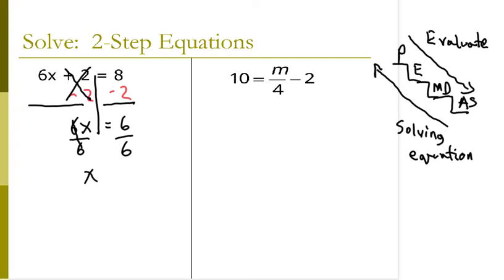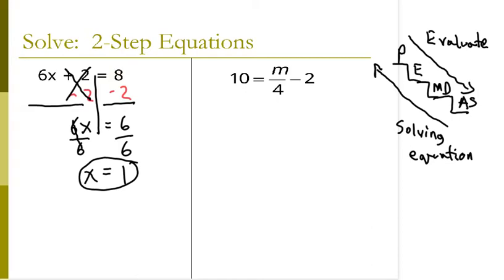On the right side, 6 divided by 6 again gives us 1. So we end up with 1 as our solution. As a quick check, let's just put 1 in and check that. So 1 back here. 6 times 1 is 6. Add 2 to that, and that's 8, which is what we're supposed to have, so we know that it makes sense.